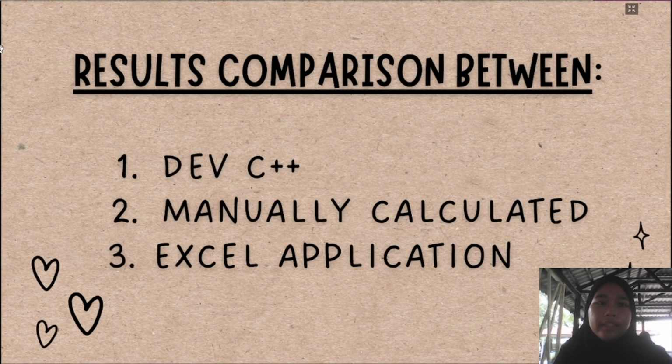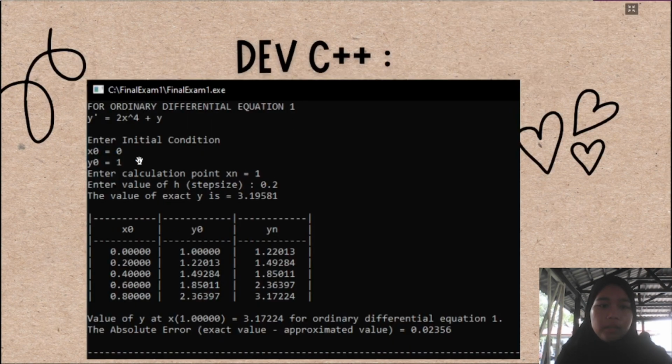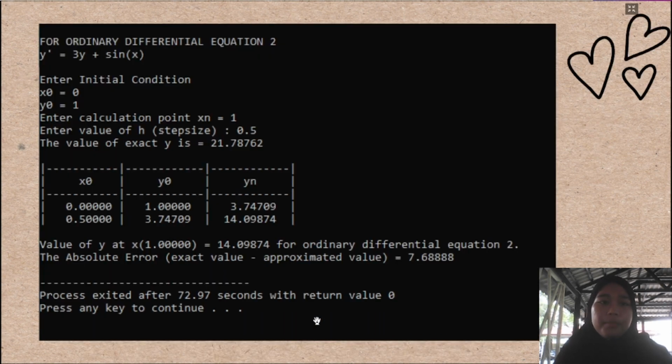We can compare the results using DAV, manually calculated, and Excel. From DAV just now, this is our answer. If we input the initial condition 0, 1, and we want to find x n equal to 1, and our step size is equal to 0.2, then at x equal to 1, our y value is equal to 3.17224. And this is for equation 2.